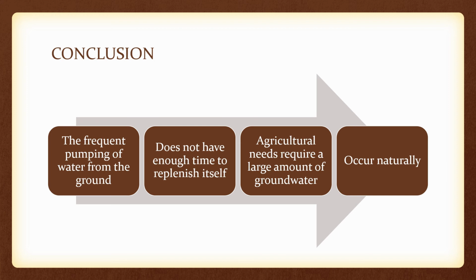For conclusion, there are various causes of groundwater depletion. Among them, first, the frequent pumping of water from the ground. Second, the groundwater does not have enough time to replenish itself. Third, agricultural needs require a large amount of groundwater. And lastly, groundwater depletion can also occur naturally.